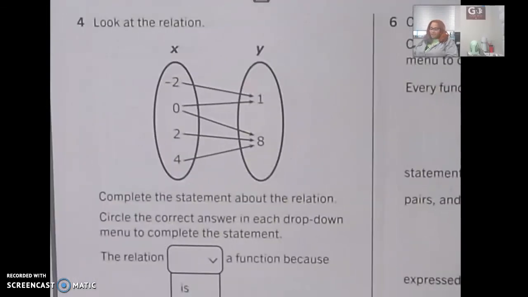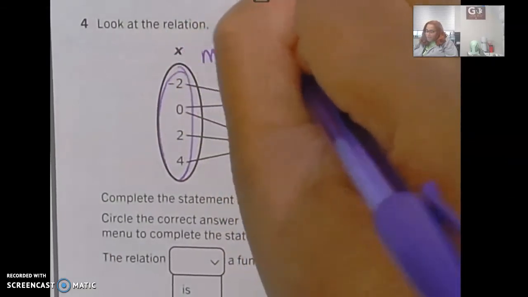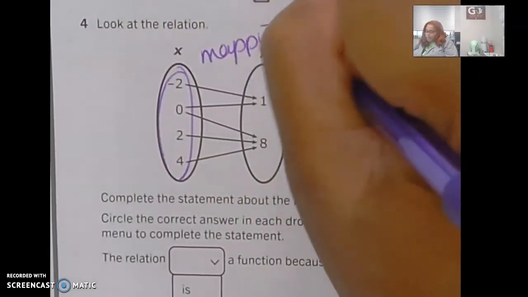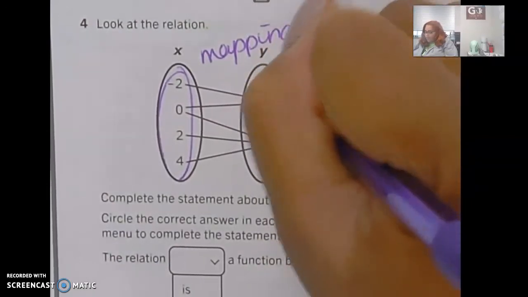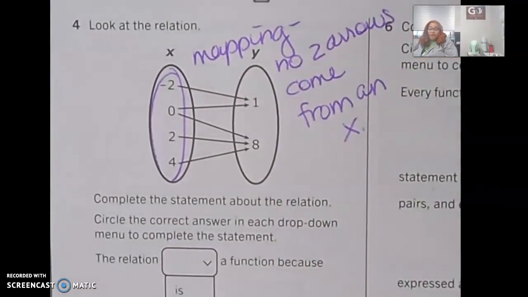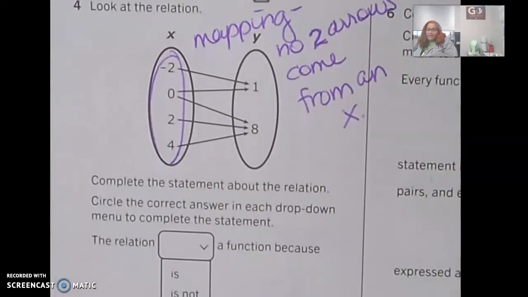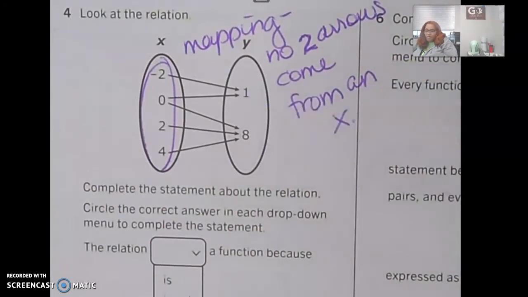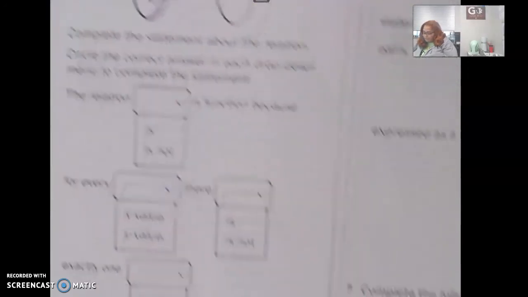On to the back. It says, look at the relation. If this is a mapping, I need to make sure that no 2 arrows come from an x. If there are 2 arrows coming from an x, then it is not a function. That means it will have multiple outputs, and that's not what I want. I want one input to have one unique output.